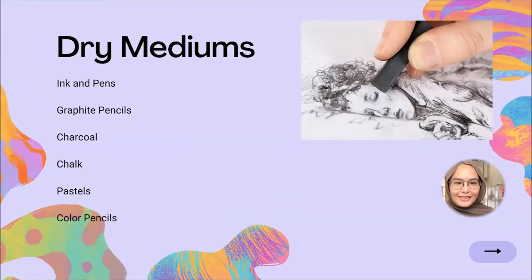So these are the dry mediums. We have ink and pen, which has been used for centuries. Ink is great for creating solid outlines, but must be used with a steady hand and great care, as there is no way to erase the ink. It can be used to create intricate graphic art, as well as text-based forms, such as calligraphy.